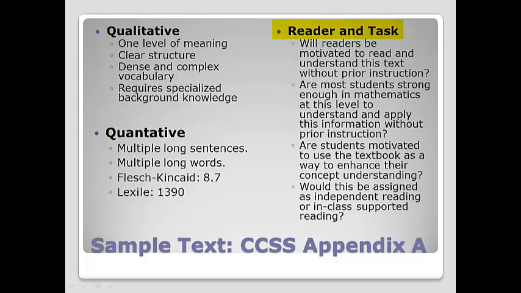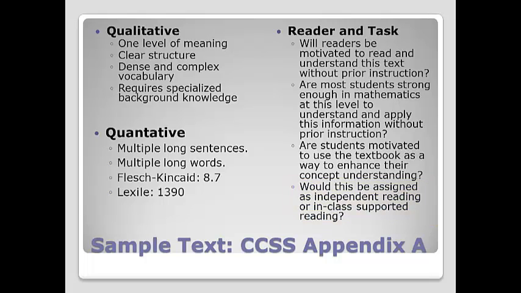Finally, the third thing we should consider is the reader and task. So my first question here is, will readers be motivated to read and understand the text without prior instruction? Meaning, could you give this passage to a student cold? My next question is, are most students strong enough in math at this level to understand and apply this information without prior instruction? Which means, do they have the appropriate background information and knowledge and skill to be able to apply this information? Another question to ask yourself, are students motivated to use the textbook as a way to enhance their concept understanding? So, will students be able to go back and read this information to help them understand what it is they're learning about the quadratic equation, to reinforce maybe perhaps what they've learned and practiced in class? And again, would this be assigned as an independent reading, or would it be an in-class reading that is supported by in-class activities, discussion, and some scaffolding?